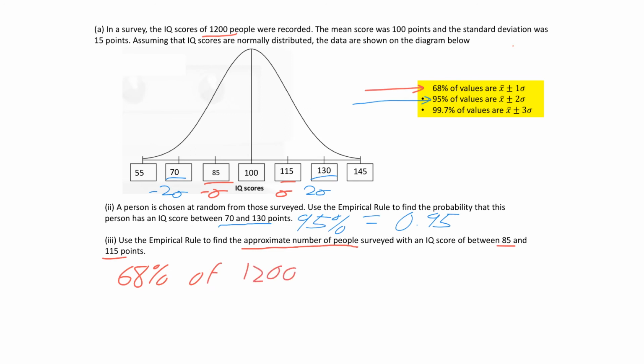1,200. So let's change it to a decimal. So 68% divided by 100 is 0.68. So 0.68 then times 1,200. And that is 816. And that's part A of that question done.